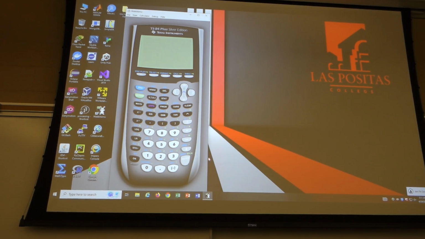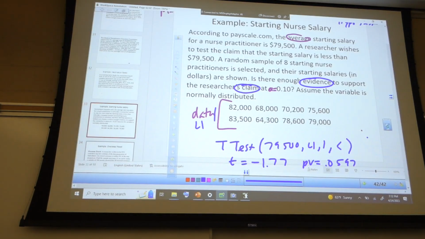Calculate. Good. So then we end up getting 79,500, L1, one, less than. And y'all got a t-value of negative 1.77 and a p-value of 0.0597. Now, why did we only put it in L1? Because there's only one list of data.